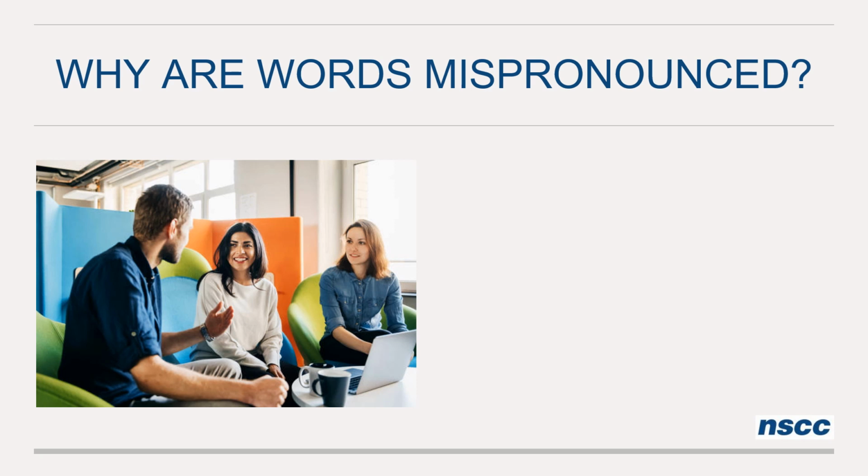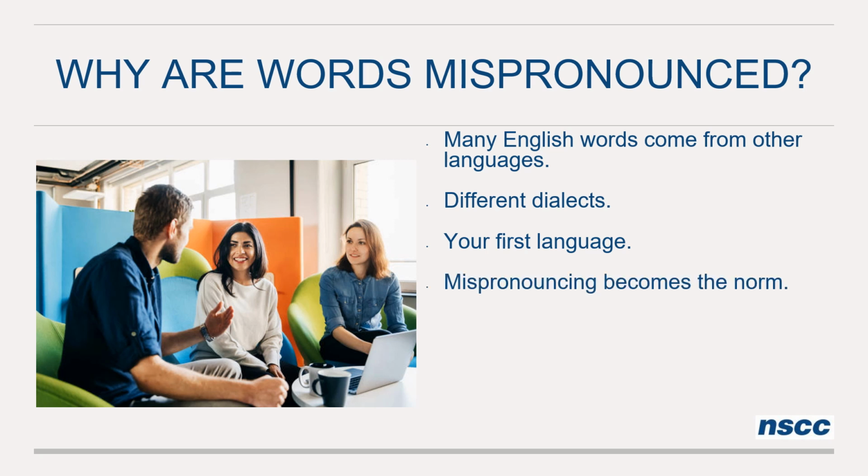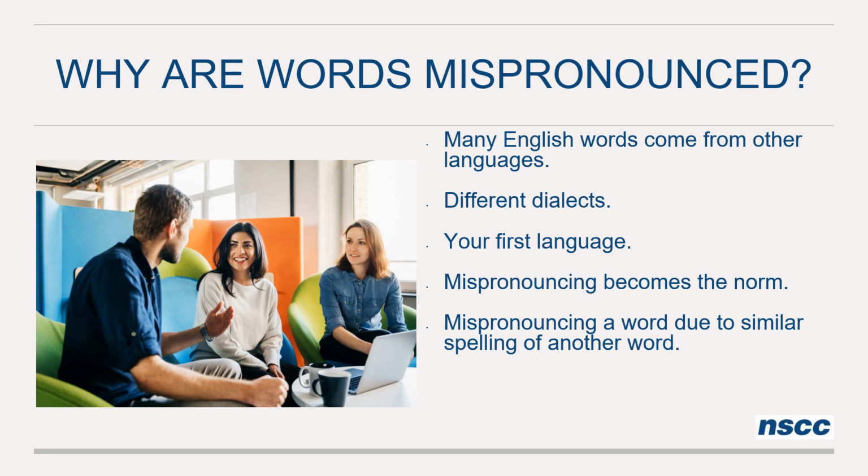Why are so many words mispronounced? Many English words come from other languages. There are different dialects of every language. A lot of the way that you say English words depends on your first language, and then mispronouncing becomes the norm. Mispronouncing a word can happen due to similar spellings of other words. And finally, sometimes we add or drop vowel or consonant sounds.